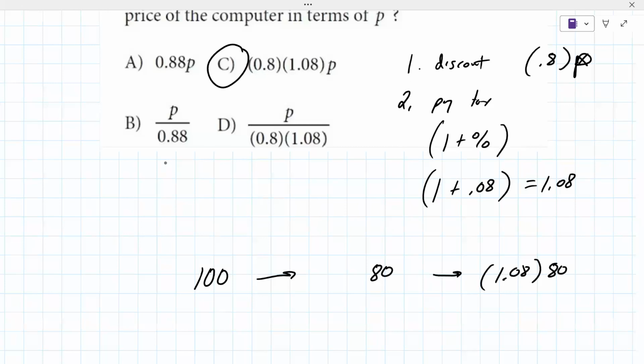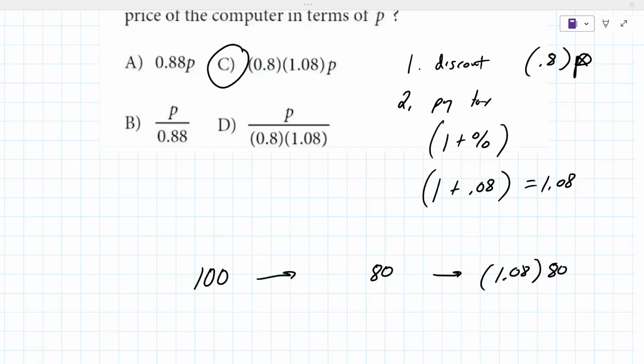Okay. Any questions, thoughts on that? We're going to go back to some numerical problems. No, that makes sense, because the original value is more, so you have to multiply. Yes, exactly.